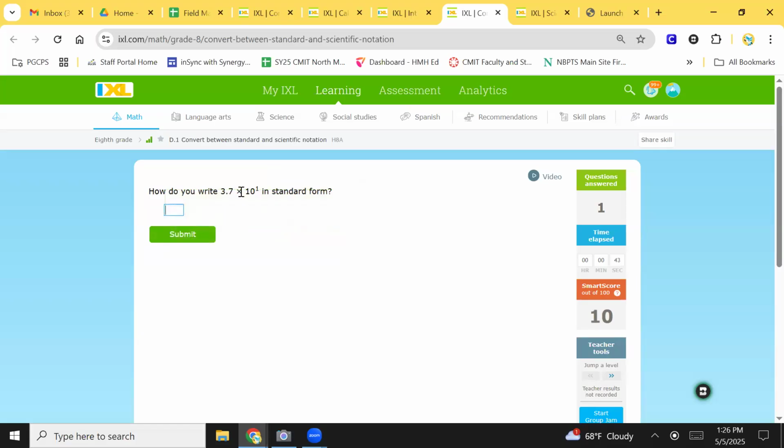Got it. All right, how do you write this in standard form? This means move the decimal point to the right 1. So that would make it 37. If you move the decimal point to the right 1, it would go after the 7.